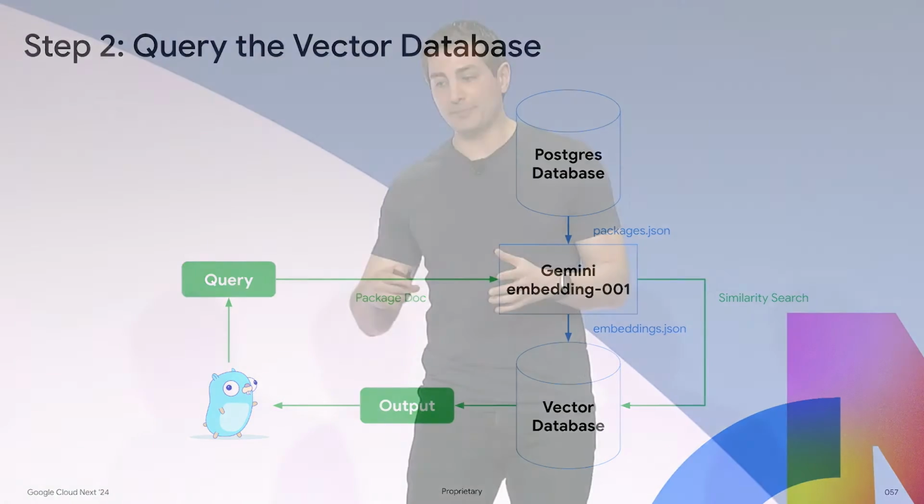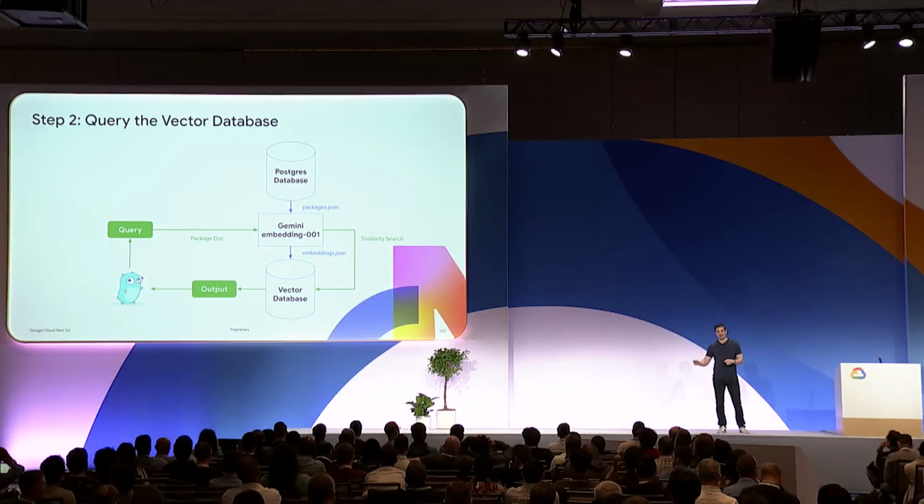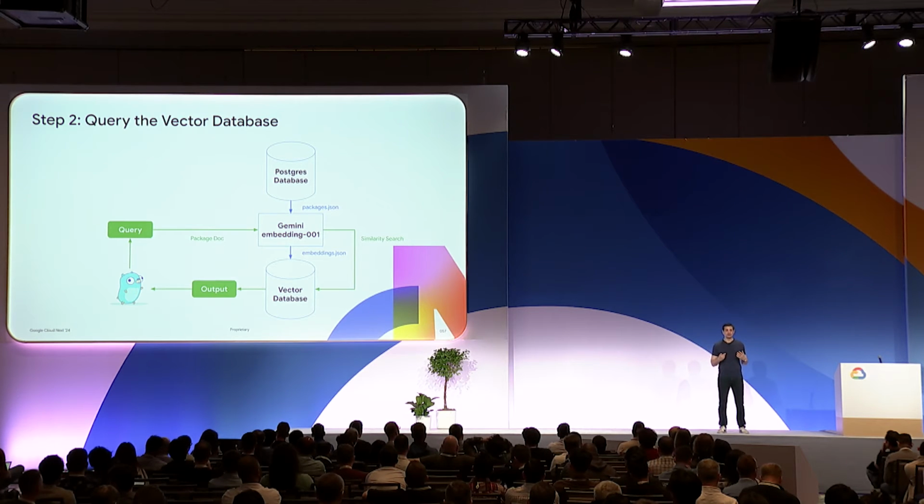Then we're going to look up the relevant package, feed that individual package doc into Gemini to get an embedding, and then use that embedding to query the vector database. So it's almost exactly the same thing we did to populate the index, except this time we're only doing it for an individual package, and we're not writing anything to the vector database, we're just querying it.